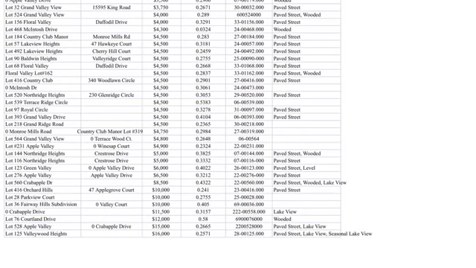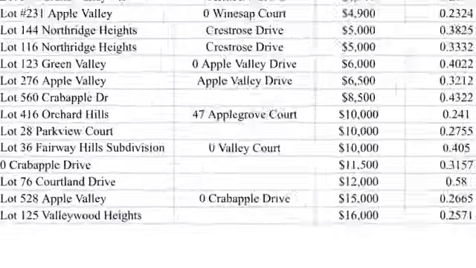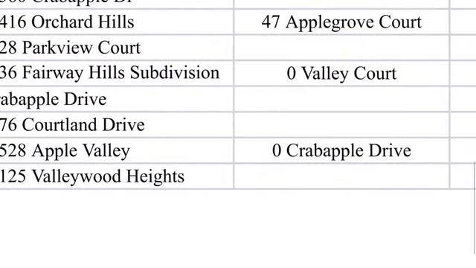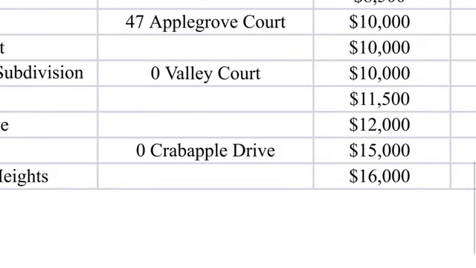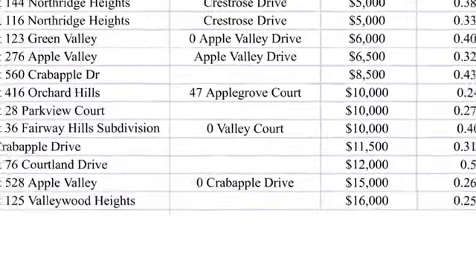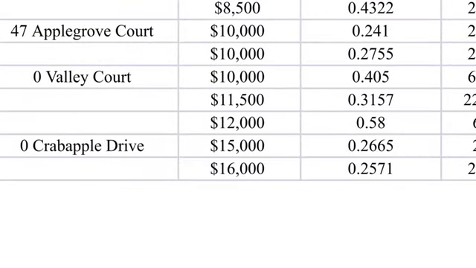The second address should be the street that it's located on. There are 16 subdivisions in Apple Valley, so the street may not necessarily be the subdivision. For example, this second to last one, lot 528, Apple Valley is the subdivision, and it says 0 Crabapple Drive is the street it's located on. It says 0 because it's a vacant lot. The house number has not yet been assigned, and that particular lot is $15,000.